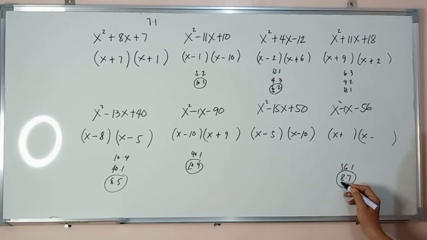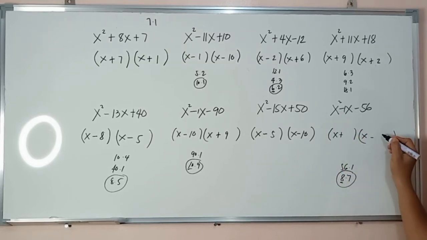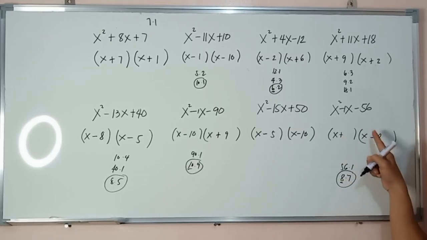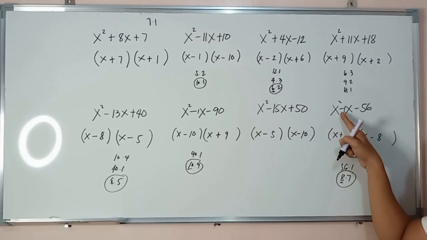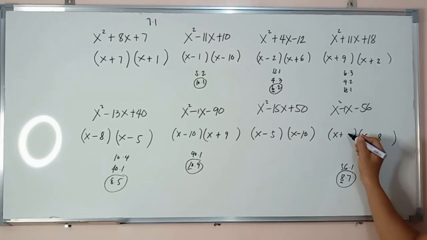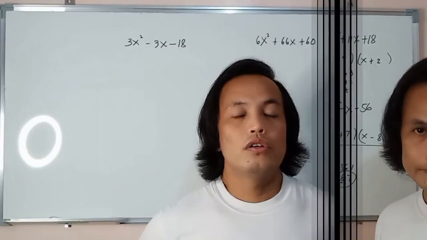Now we write the bigger factor with the sign identical to our middle term. Our middle term is negative, so we write 8 with the negative. We cannot write 8 here in positive. So we write 8 with the sign identical to our middle term. Our middle term is negative, that's why we write our 8 with a negative. So we write 7. So these are the factors of x squared minus x minus 56.